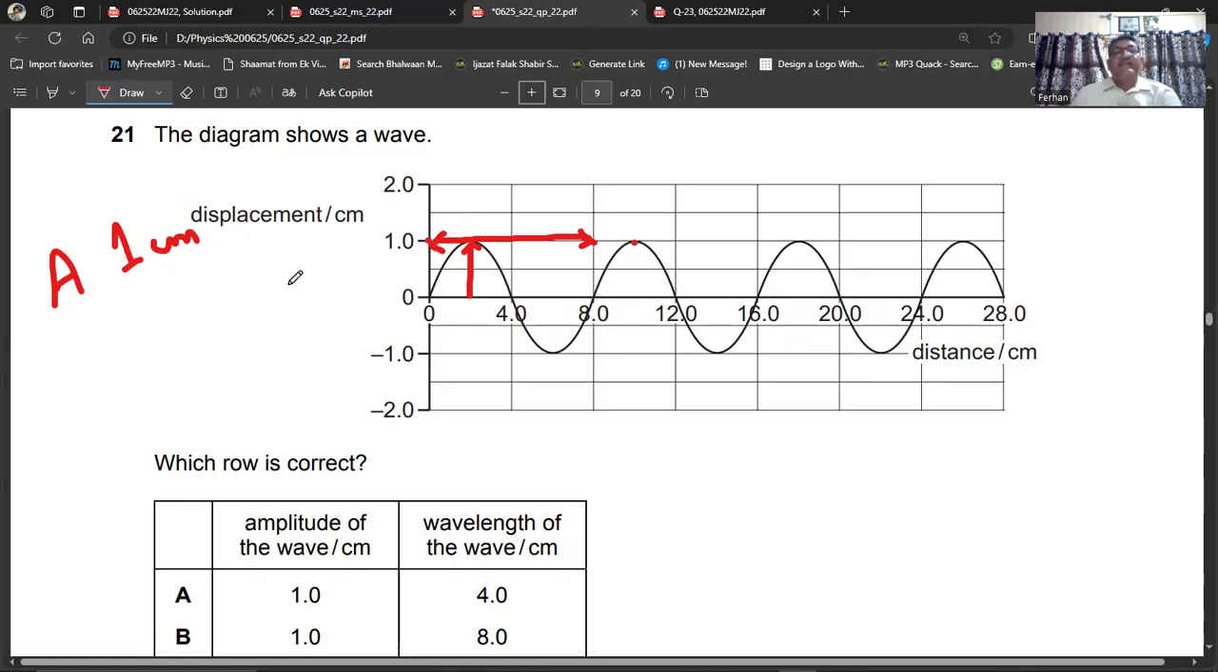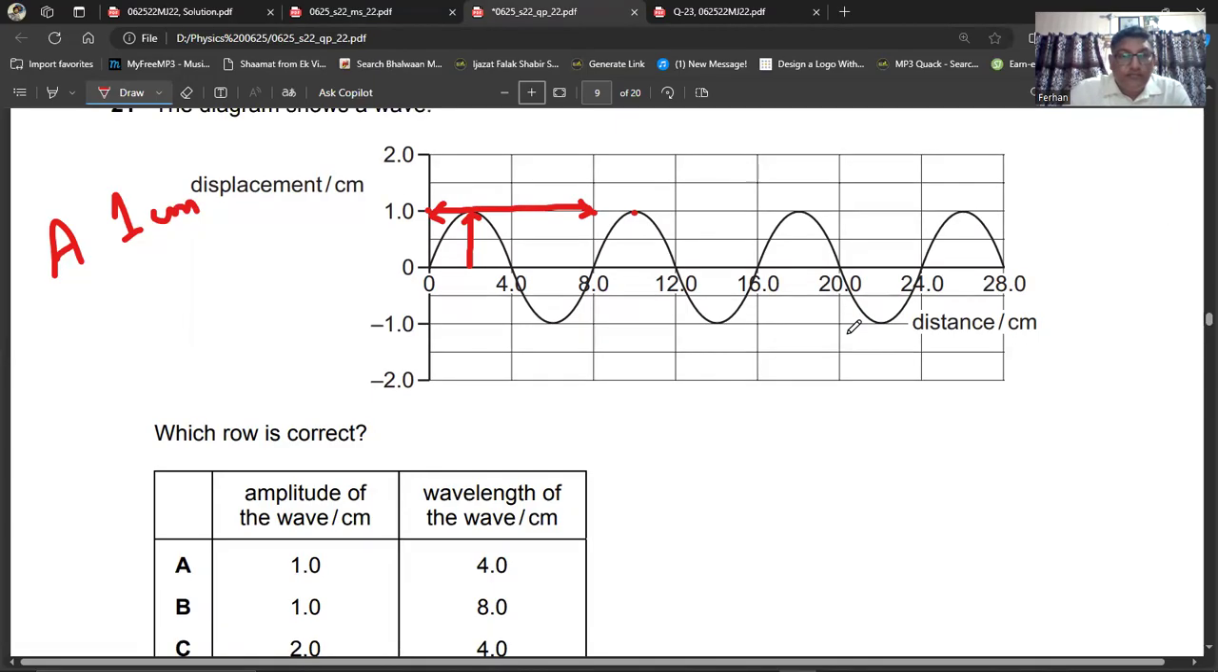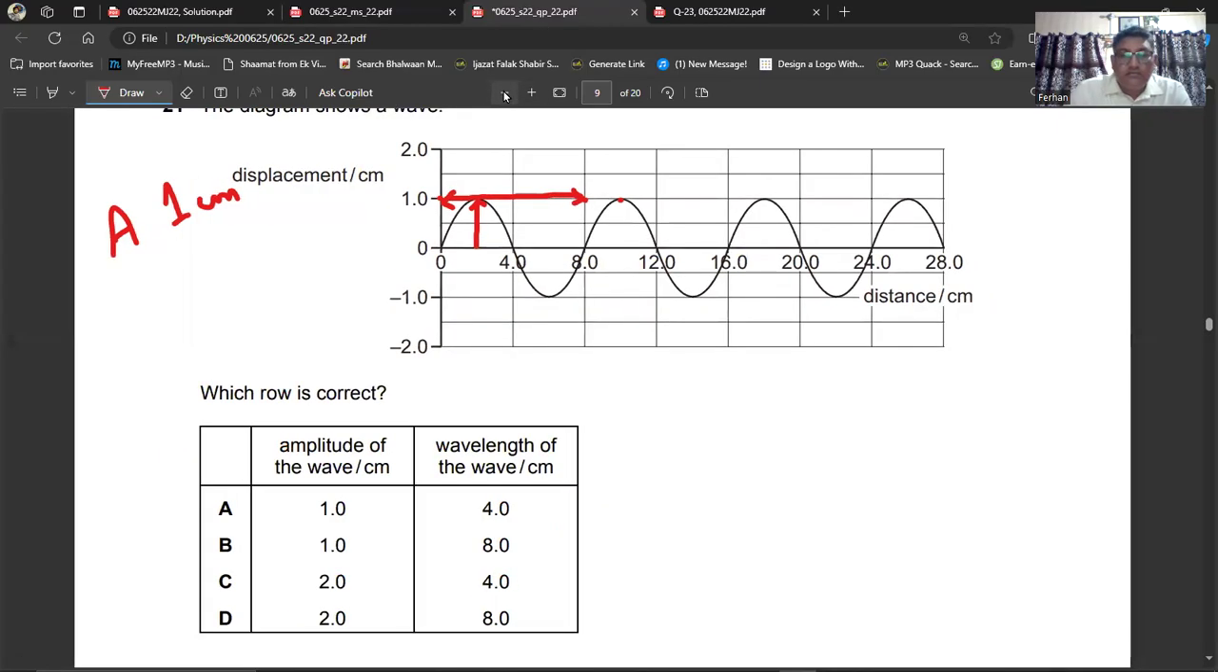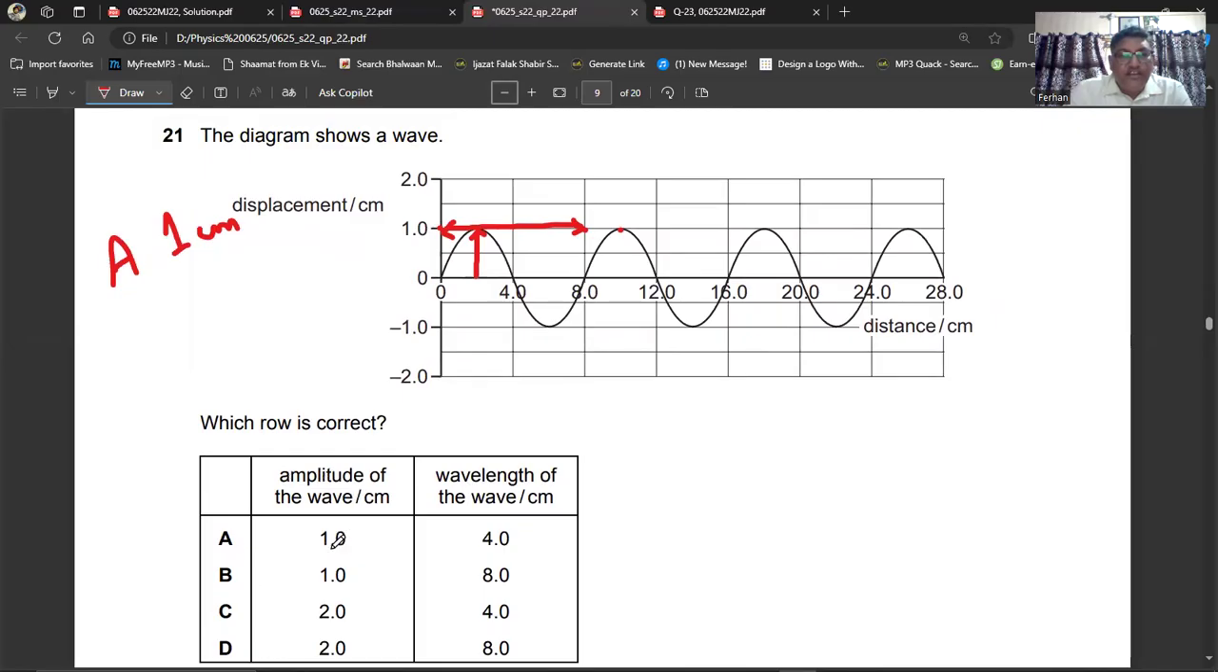You see, this is a displacement and distance graph. On the y-axis, we have displacement. On the x-axis, we have distance. So from this graph, very easily, you can tell the amplitude. Amplitude is from the mean position, how high you went, or from the mean position, how low you go. And you can tell wavelength from the x-axis. The distance between two consecutive points that are in the same phase is called the wavelength. So the amplitude of the wave is 1 centimeter, and the wavelength of the wave is 8 centimeter. So I think B is the choice.